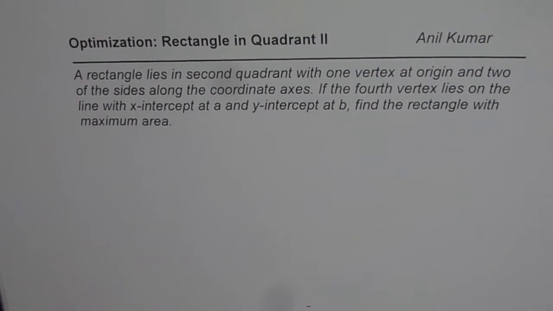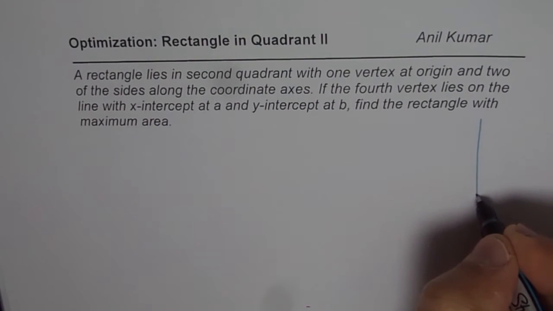I'm Anil Kumar, and here is an interesting question on optimization. We are considering a rectangle in quadrant 2. The question is: a rectangle lies in the second quadrant with one vertex at the origin and two of the sides along the coordinate axes. If the fourth vertex lies on the line with x-intercept at A and y-intercept at B, find the rectangle with maximum area. So we'll sketch and then read the question once again.